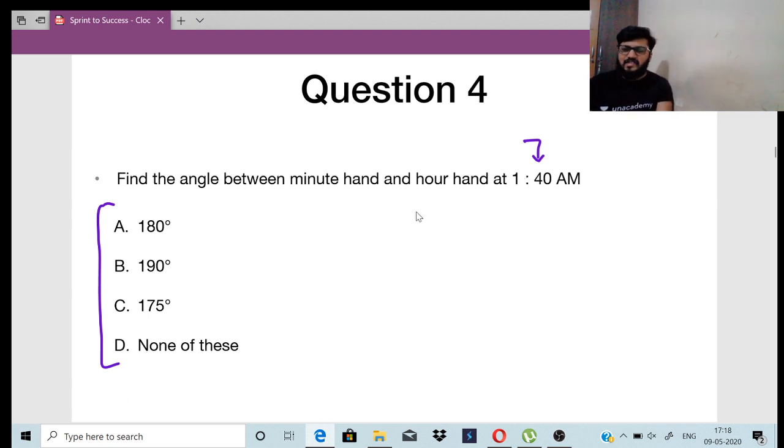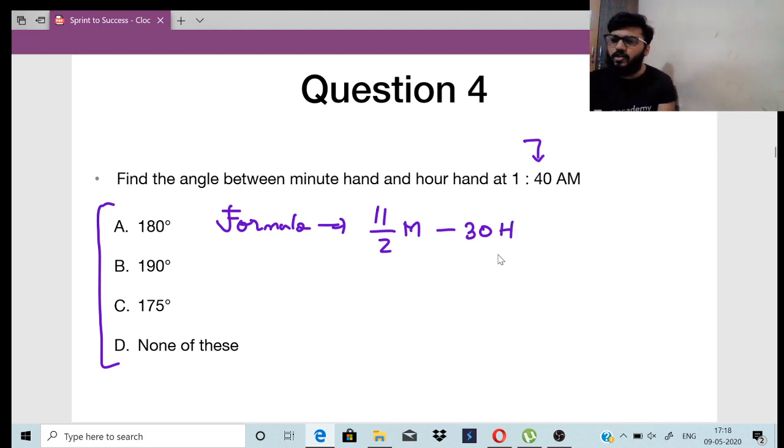Right? So whenever such questions are given, I will give you a formula now. Always use this formula, okay? The formula is 11 by 2 m minus 30h, where m is the minutes and h is the hour.